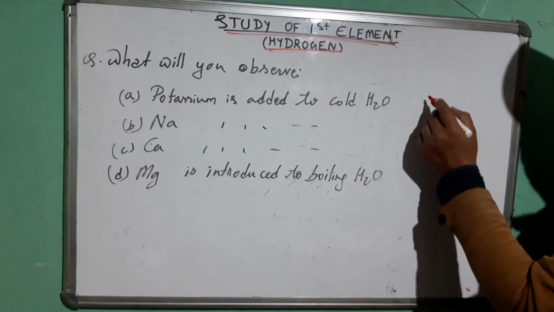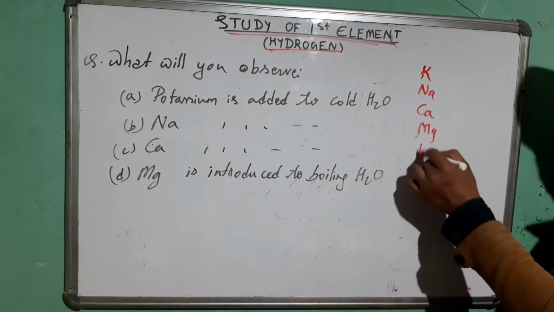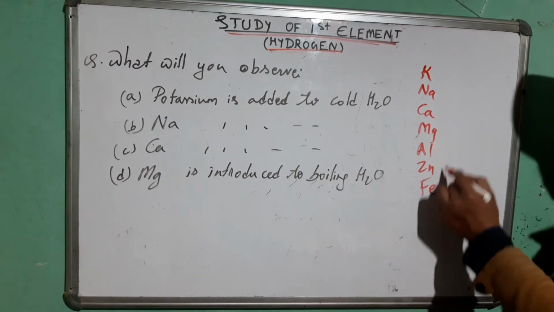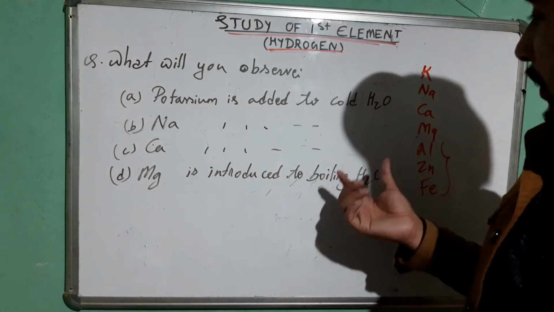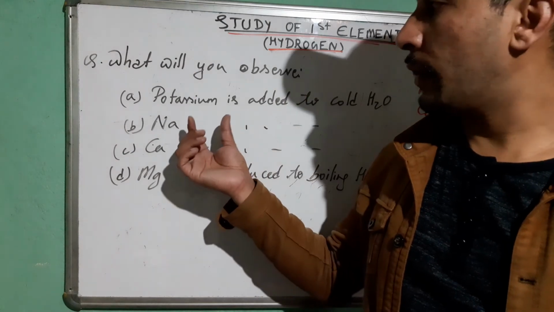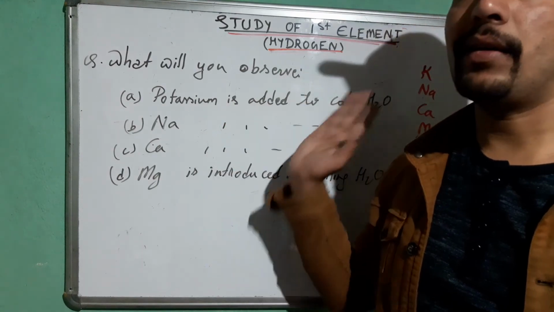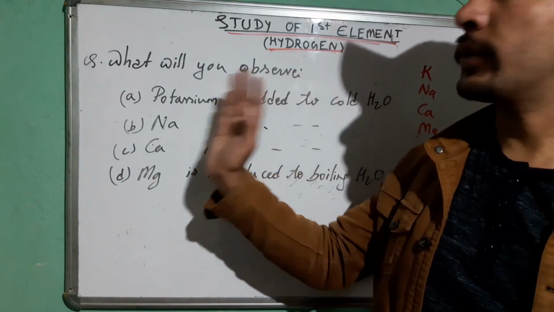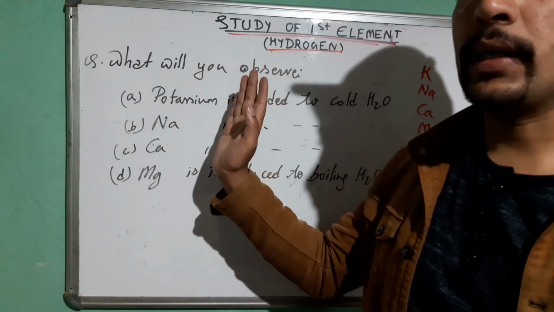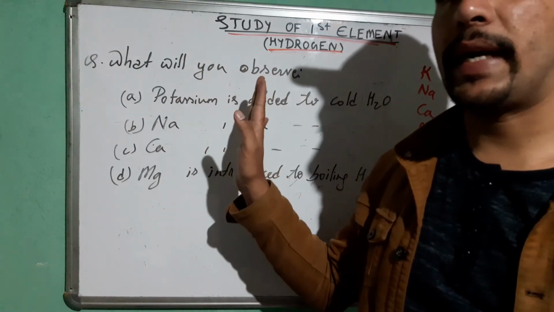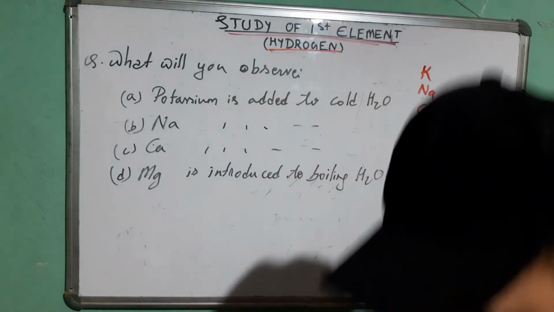Sixth we did steam plus 3 metals: aluminum, zinc and iron. Next we did preparation of hydrogen gas from metal and dilute acid. And the last one we discussed was the preparation of hydrogen gas from metal and alkalis, sodium hydroxide or potassium hydroxide. So you should remember step by step each process.